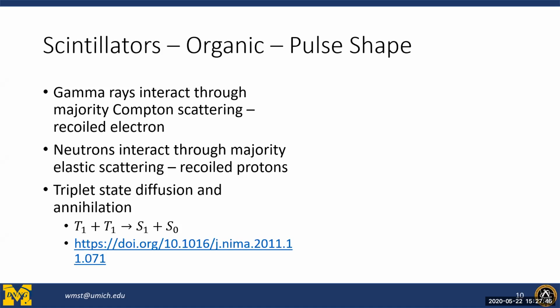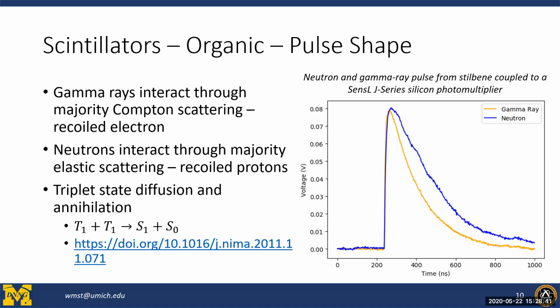For our analysis, we mostly focus on the proton recoils off of the hydrogen because the mass of a neutron and the mass of a proton are roughly the same, such that the neutron can transfer all of its energy to the proton, and we can see that recoiled event. The range of recoiled protons is much shorter than that of electrons. It's on the micrometer level, such that the density of these different states that are created can actually diffuse and interact. One of the very interesting properties of some organic scintillators is that these triplet states can diffuse and then go through an annihilation process, such that as they interact with each other, they produce singlet states that then can quickly de-excite. And what this ends up doing is giving us a different pulse shape. So here I have overlaid a neutron and gamma ray pulse from Stilbene that's been coupled to, and we'll talk about this in just a minute, a SensL J-series silicon photomultiplier.